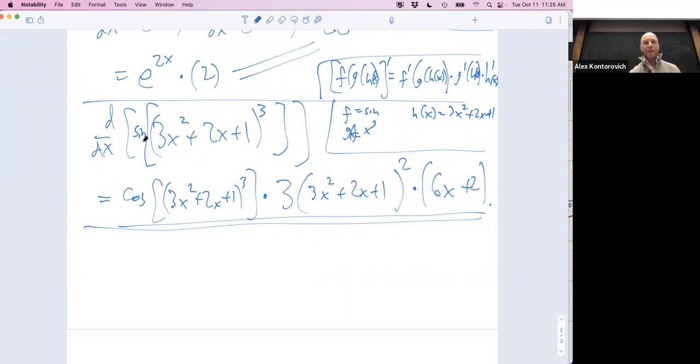And now when you differentiate f at the value that it's being evaluated at, you multiply that by the derivative of what's inside. The derivative of what's inside is, again, we use the chain rule. We chain the chain rule. 3 comes down and I get 3 whatever squared, the whatever is left alone, times now the derivative of whatever.